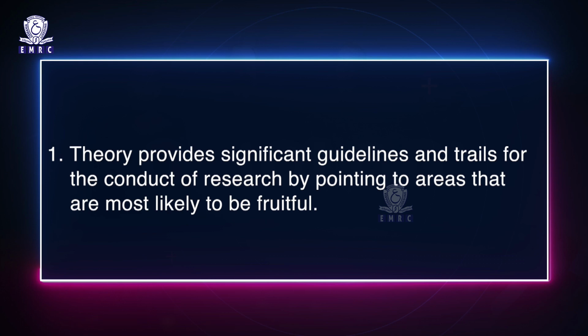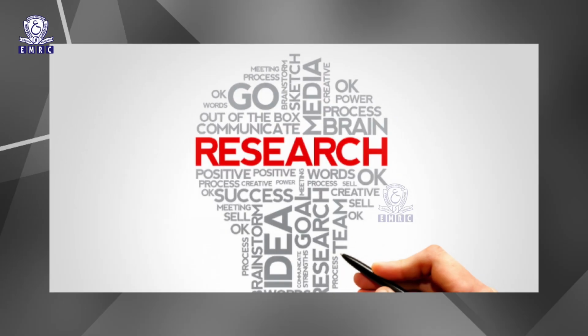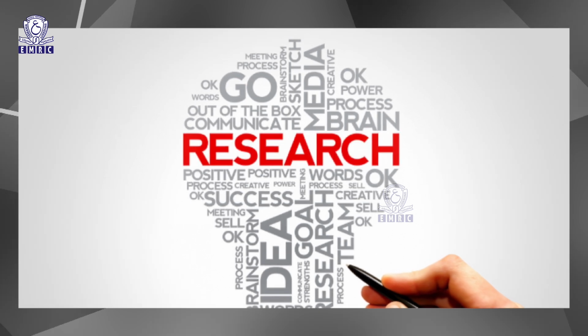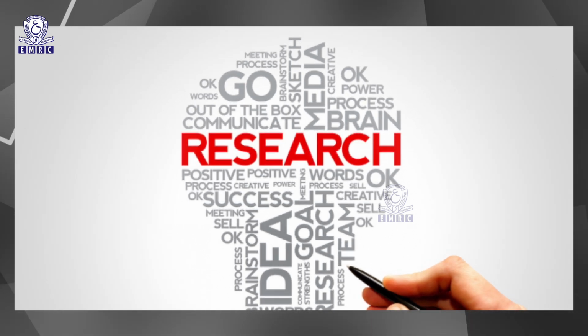1. Theory provides significant guidelines for the conduct of research by pointing to areas that are most likely to be fruitful, that is, areas in which meaningful relationships among variables are likely to be found. If the variables are selected such that no relationships between them obtain, the research will be sterile no matter how meticulous the subsequent observations and inferences. A theoretic system narrows down the range of facts to be studied.